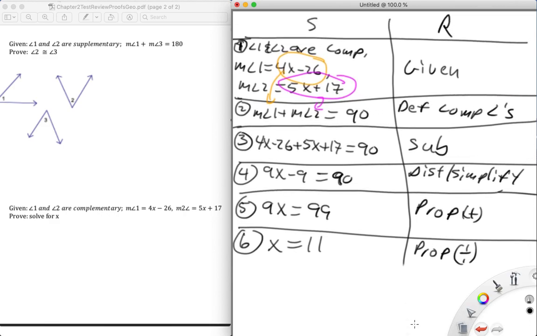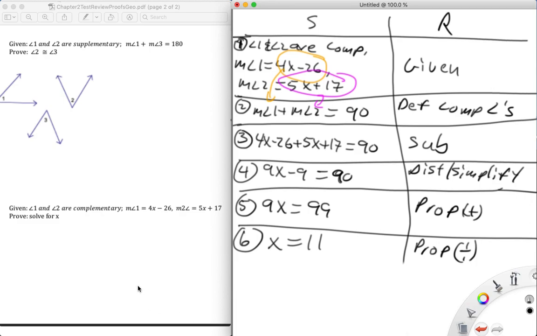Right, and that is our last proof for the Chapter 2 test review.